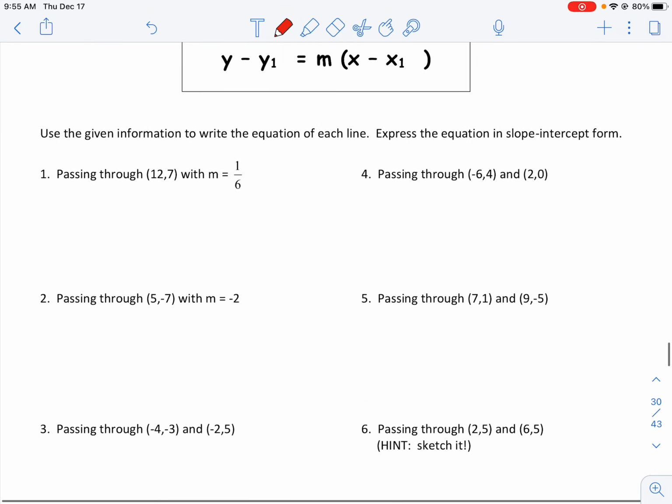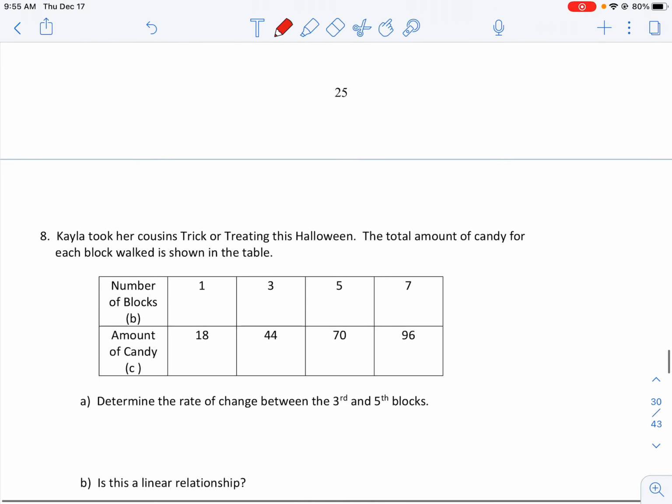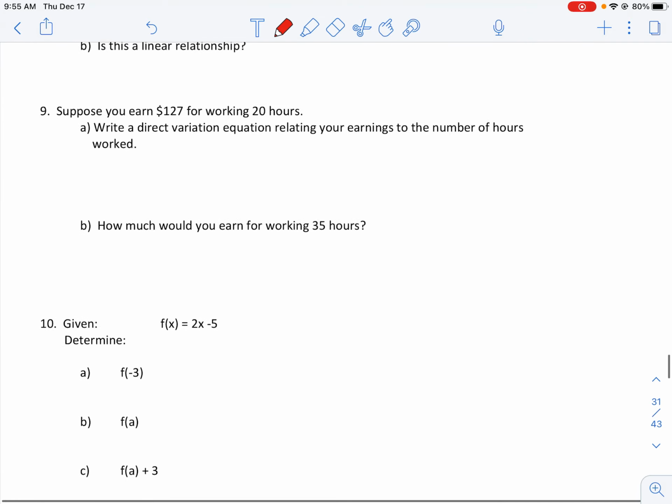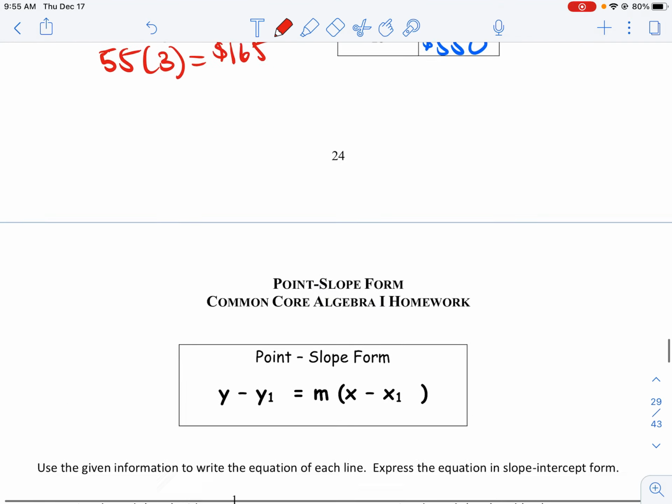All right, let me see. I just want to make sure there wasn't anything else that I wanted to cover in here. Nope, that's it. Phew.